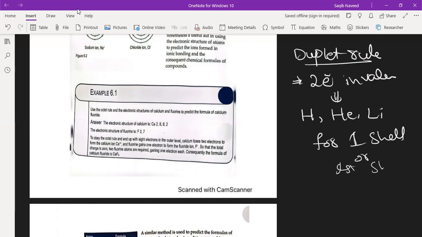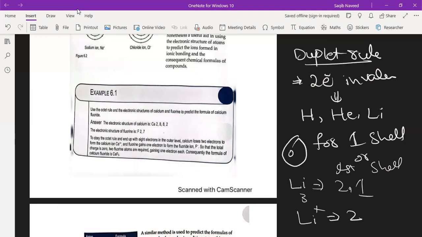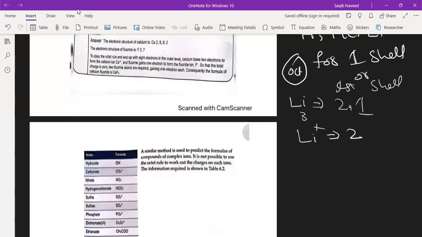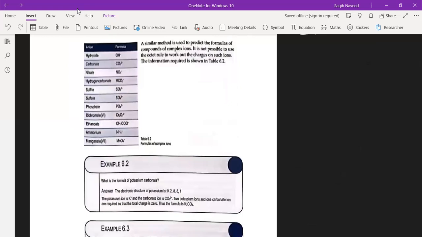How? Lithium's proton number, or atomic number, is 3, so its configuration is 2, 1. So Li+ will lose 1 electron, leaving 2 electrons. Its first shell is complete with 2 electrons, right? Now we can say that lithium is stable and following the duplet rule, not the octet. So you know what technically oct means? Oct means 8 and duplet means 2. Got it?